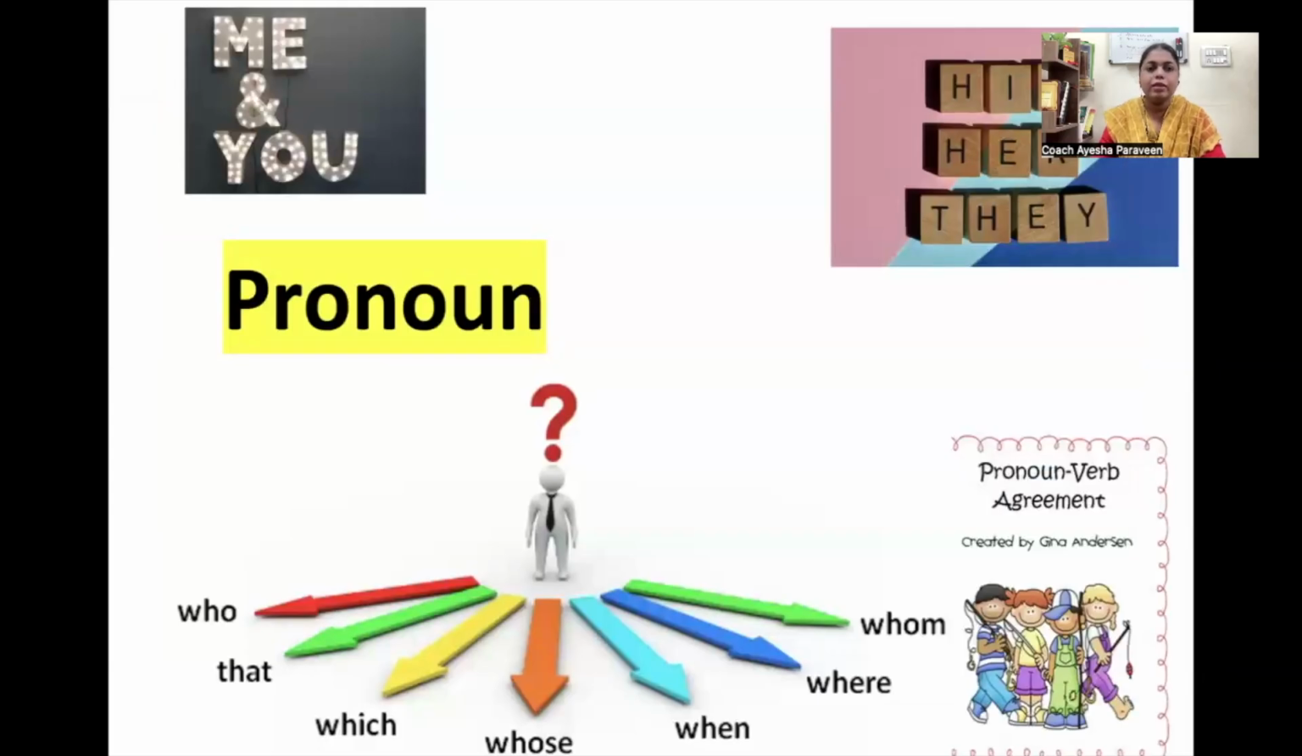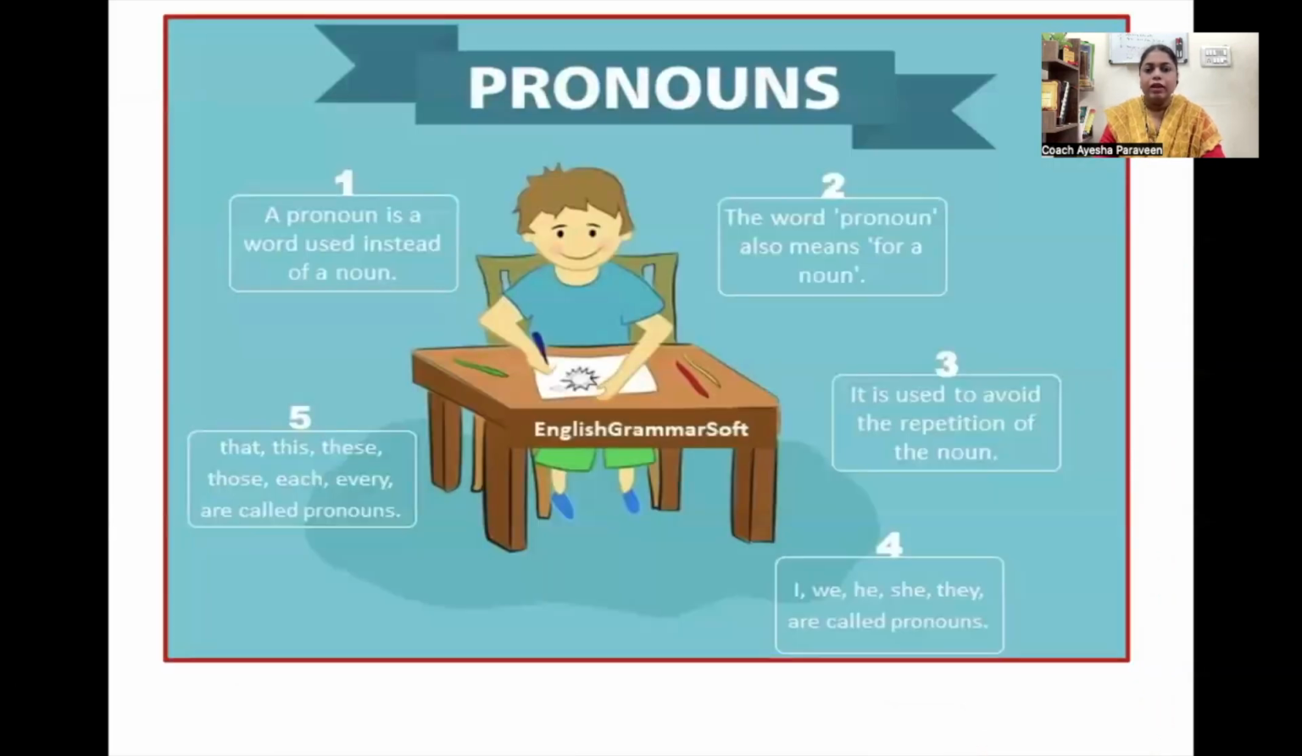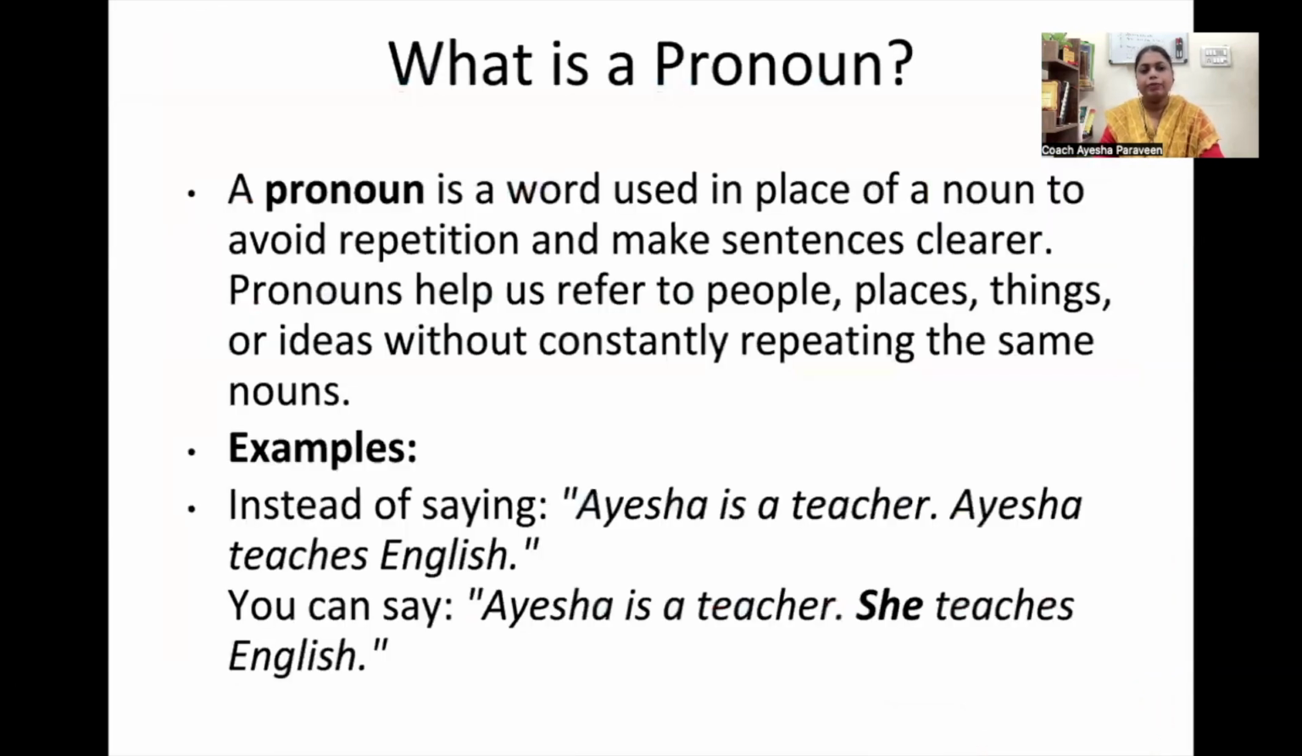So friends, as you can see my screen today, our topic is pronoun. So we'll understand what is pronoun first. Pronoun is a word used to replace a noun. Why do we have to replace a noun? To avoid repetition of a noun and make the sentence look more clear. Pronoun helps us to refer to people, place, thing, or an idea without constantly repeating the same noun.